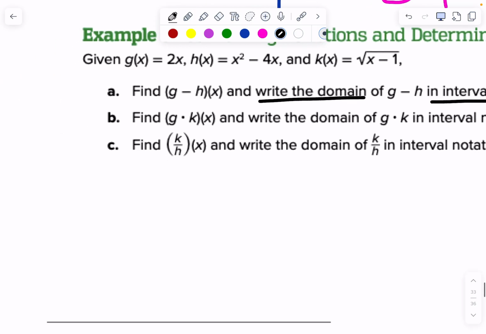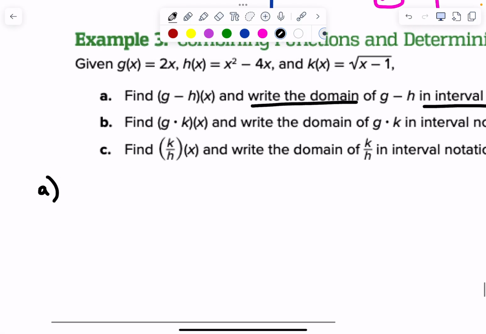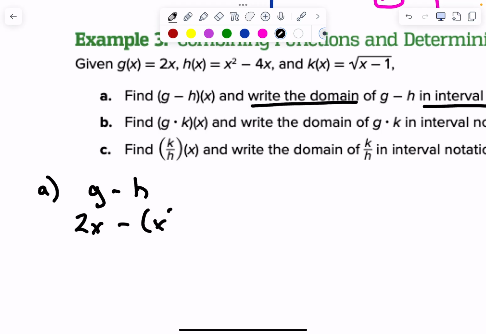It's a little bit hairy. I'm going to do A down here. So we want to subtract G minus H. G is this guy. I'll do G minus H. G is 2x. H is x squared minus 4x.